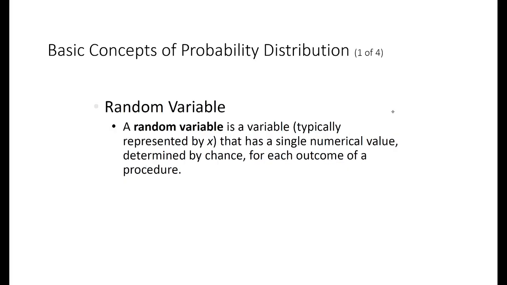So some of the basic concepts of probability distribution, like random variable. A random variable is a variable, typically we use the letter x, that has a single numerical value determined by chance for each outcome of a process. So we are talking about some event, and if those event outcomes can be expressed as a number, then those numbers are called a random variable.